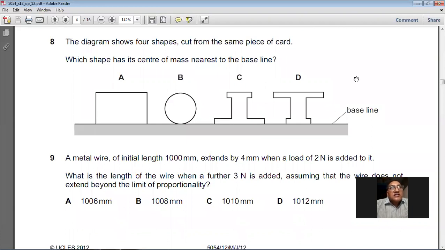The diagram shows 4 shapes cut from the same piece of card. Which shape has its center of mass nearest to the baseline? So this shape C, its center of mass will be here. Its center of mass will be a little higher. Its center of mass is obviously higher. Its center of mass will be here somewhere. So C will be the answer. It's a little tricky. C is the answer.